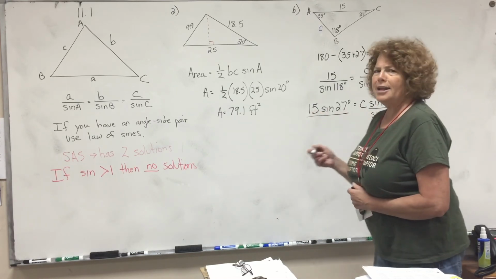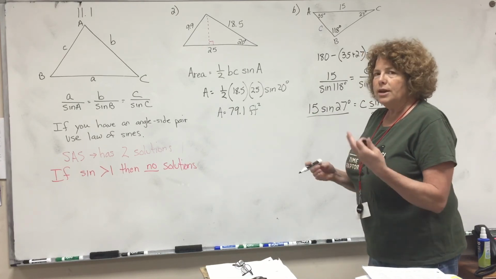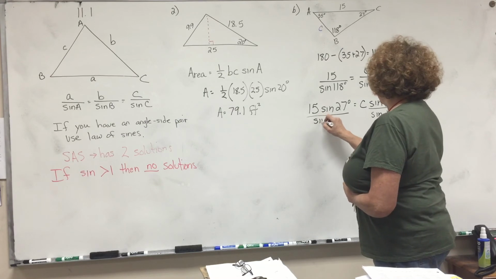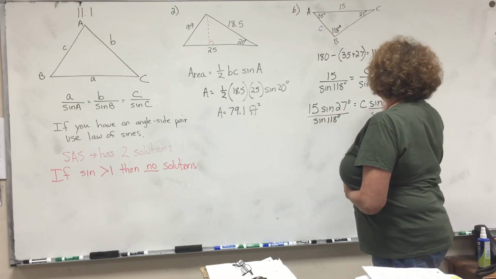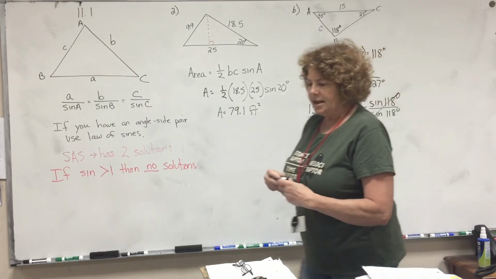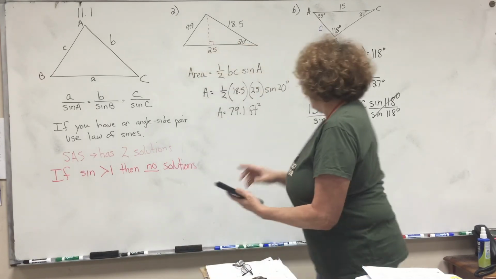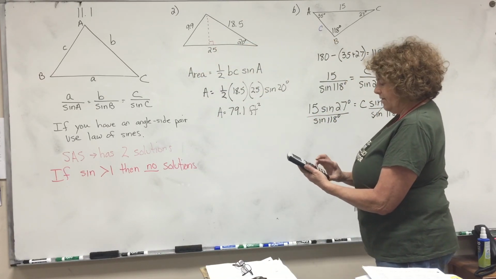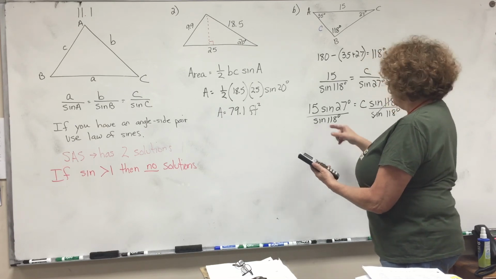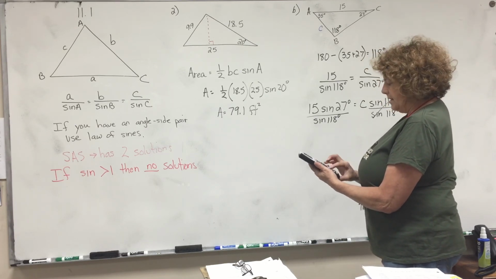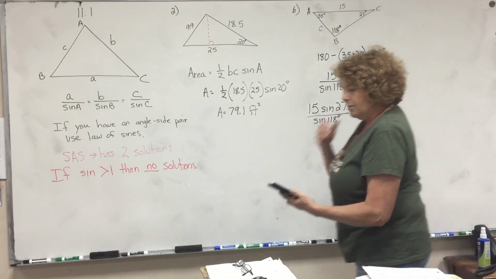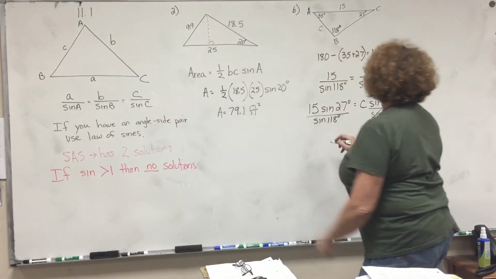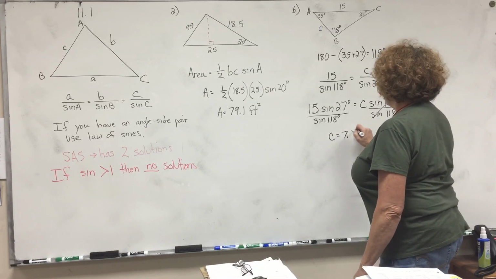You might say, why don't you find the sine and plug the number in? Well, you can, but once you get it all on one side, you can punch it all into your calculator at the same time and save time. So c is going to equal 15 times the sine of 27 divided by the sine of 118. And it's 7.7. So c equals 7.7.